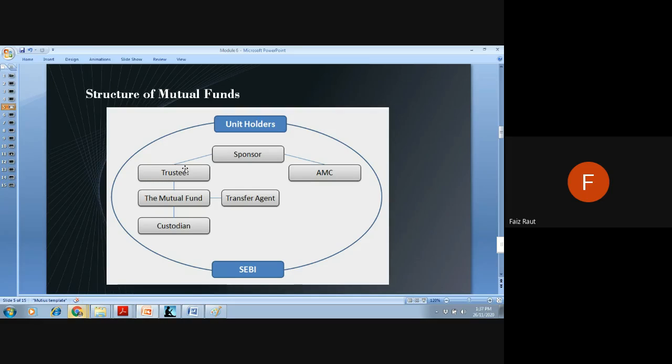Then asset management companies, as I've told you, will be managing the assets. They will decide which shares to buy, which shares to sell, and whether to go into debt more or into equity more. For example, if the economy is going very good, the GDP rate is maybe 8 or 9%, the economy is booming, many investors are coming in, many people are entering the capital market. In this kind of situation, the AMC will try to invest more into the equity market, because in equity you will get more returns if the economy is going high.